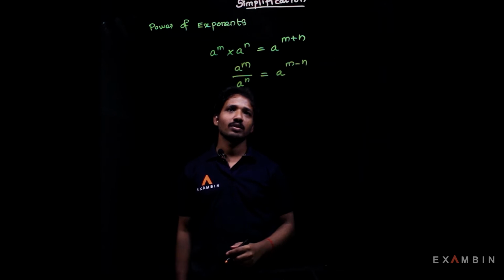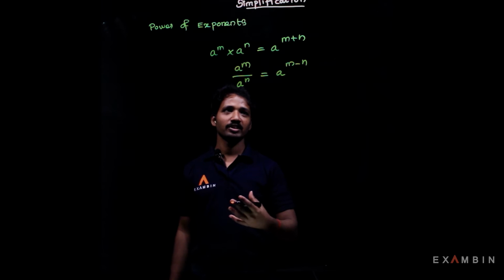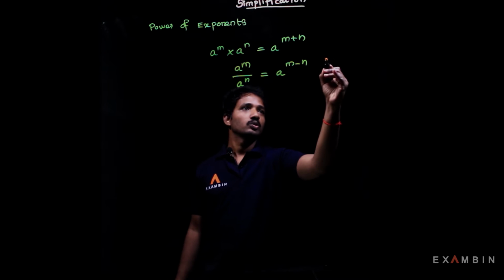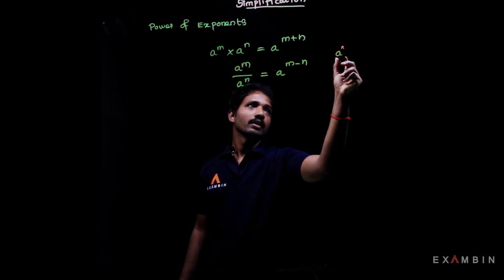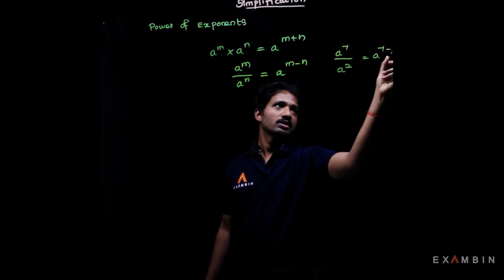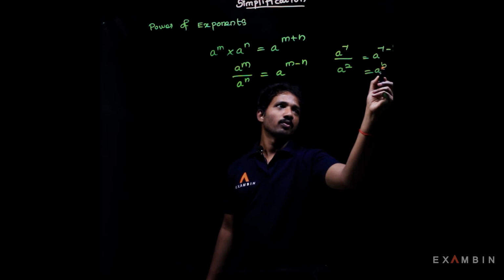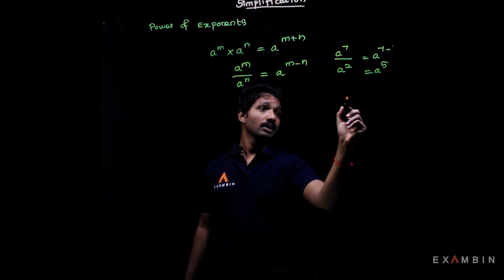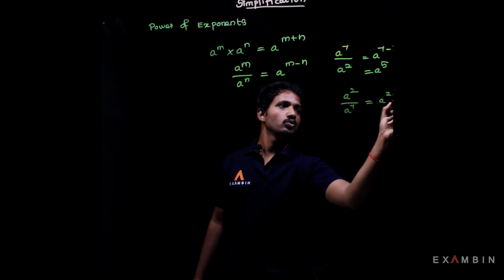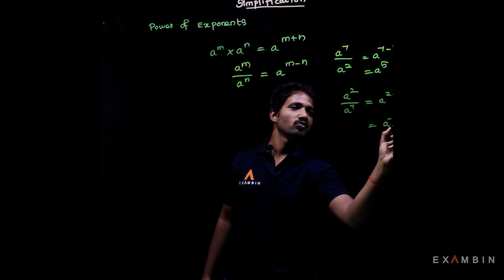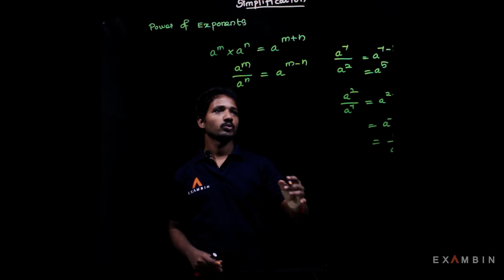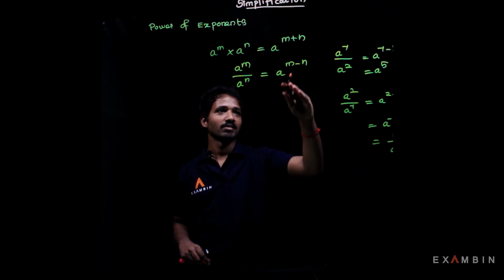This is regardless of which is greater. Maybe m is greater, also the same formula will apply. If n is greater, also the same formula applies. So let's say an example. A power 7 divided by a power 2 is equal to a power 7 minus 2, which is a power 5. In case a power 2 divided by a power 7, it is a power 2 minus 7, a power minus 5, which is equal to 1 by a power 5. So that carries down, so you don't need to bother about whether m is greater or n is greater.